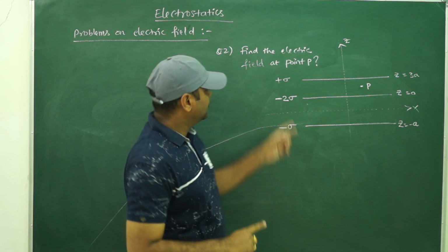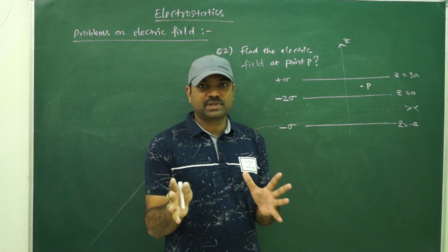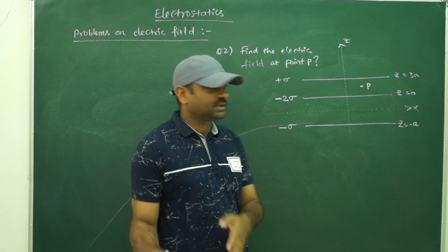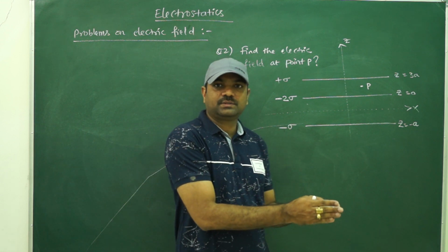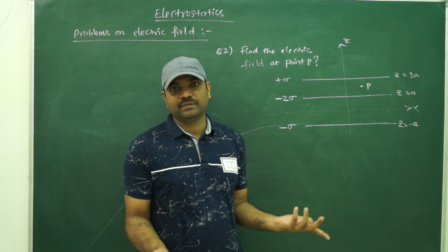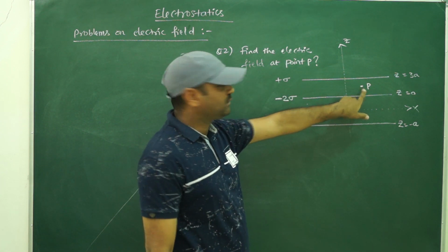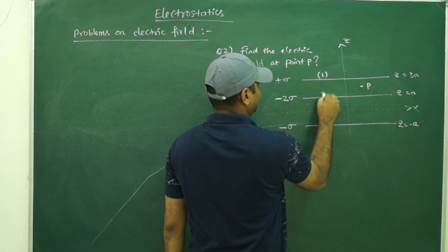The second thing is, we know the field due to a charge sheet, which is sigma by 2 epsilon naught, as we discussed in the earlier question. Because of a positive charge sheet, the field will be away from it. Because of a negative one, the field will be towards it. Okay, so let us see. At point P, I want to find out the net field. So I am taking this as the first plate, second, third.